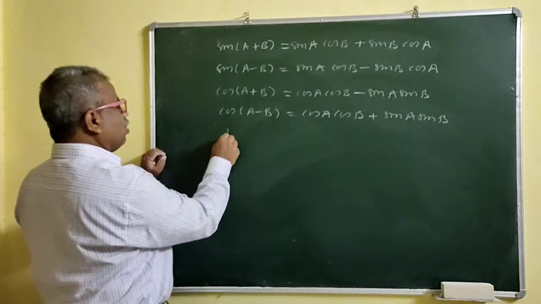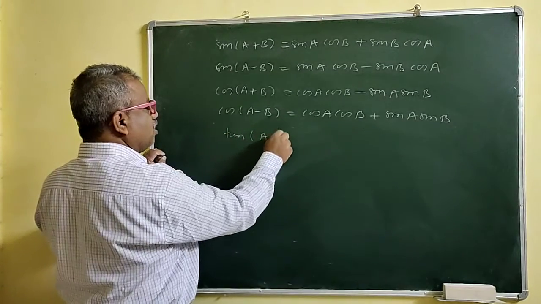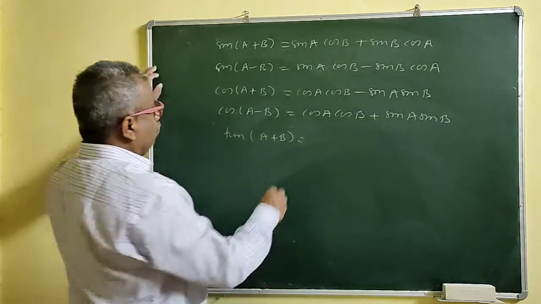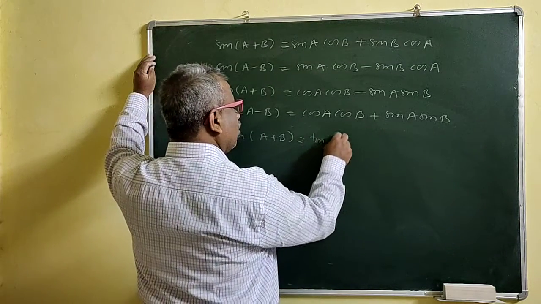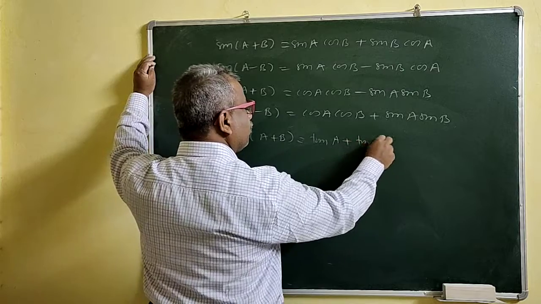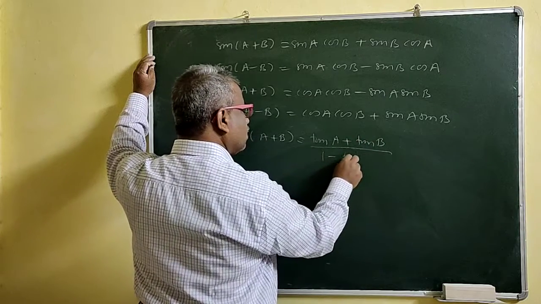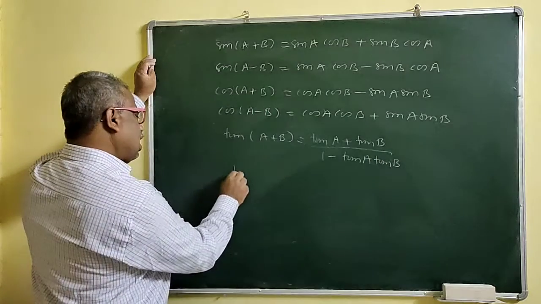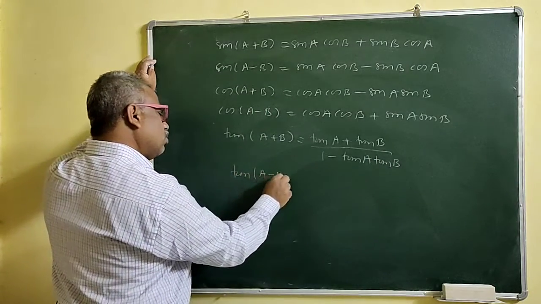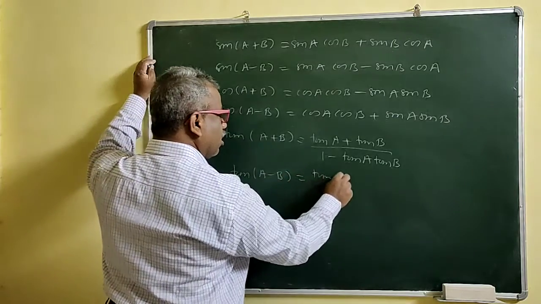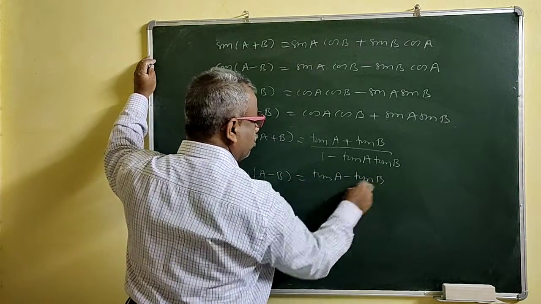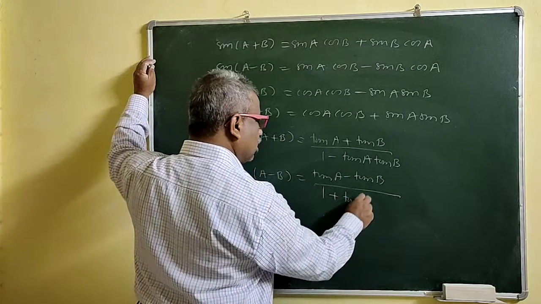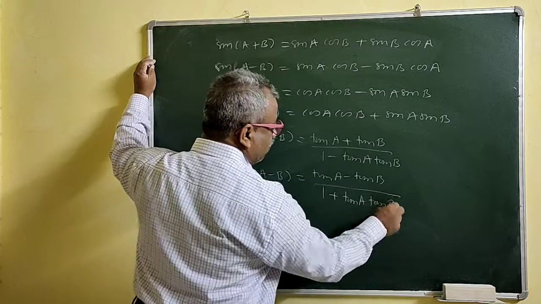Then you have seen the formula also for tan of A plus B. Order is not important here, right? So tan A plus B is tan A plus tan B upon 1 minus tan A tan B. Tan A minus B is equal to tan A minus tan B upon 1 plus tan A tan B, right?